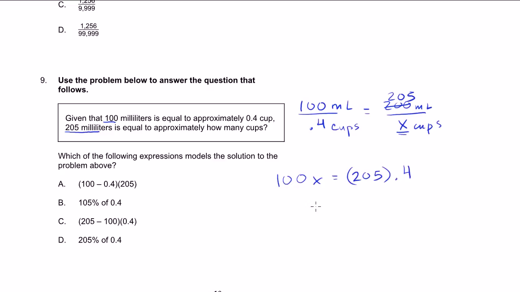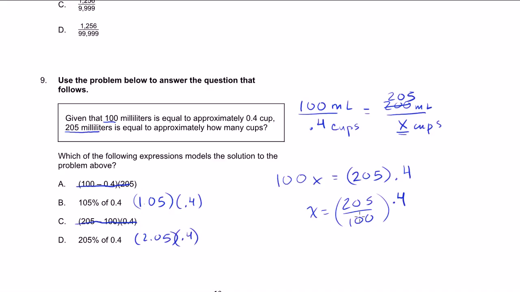And then we want to divide both sides by 100. So x is equal to 205 over 100 times 0.4. Let me write it a little bit differently. 0.4, just like that. We could have divided either by 100, but let's see if any of the choices look like what we have there. Something times 0.4. Well, this one has subtraction in it, so that's not our answer. This one also has subtraction in it, not our answer. 105% of 0.4, that's the same thing as 1.05 times 0.4. 205% times 0.4, that's the same thing as 2.05 times 0.4, which is exactly what we have here.